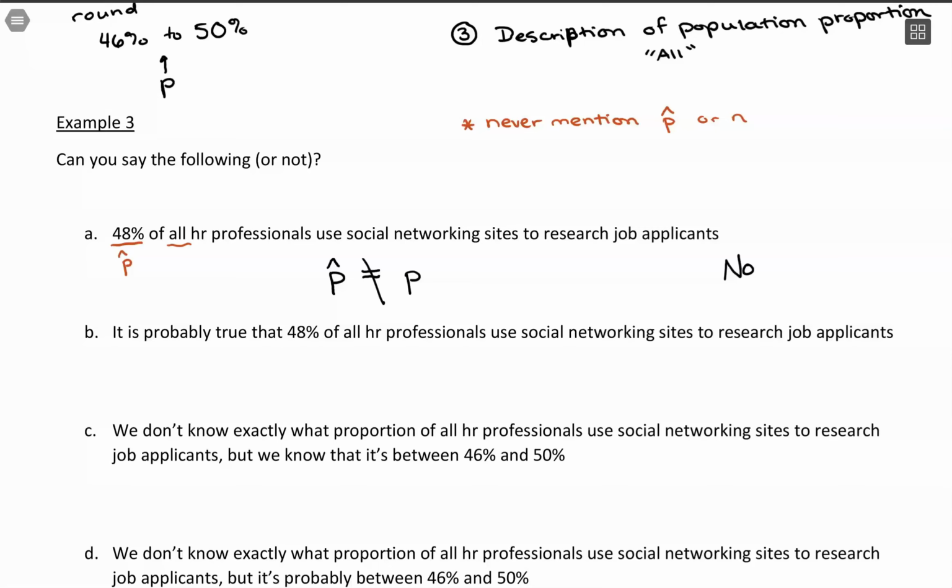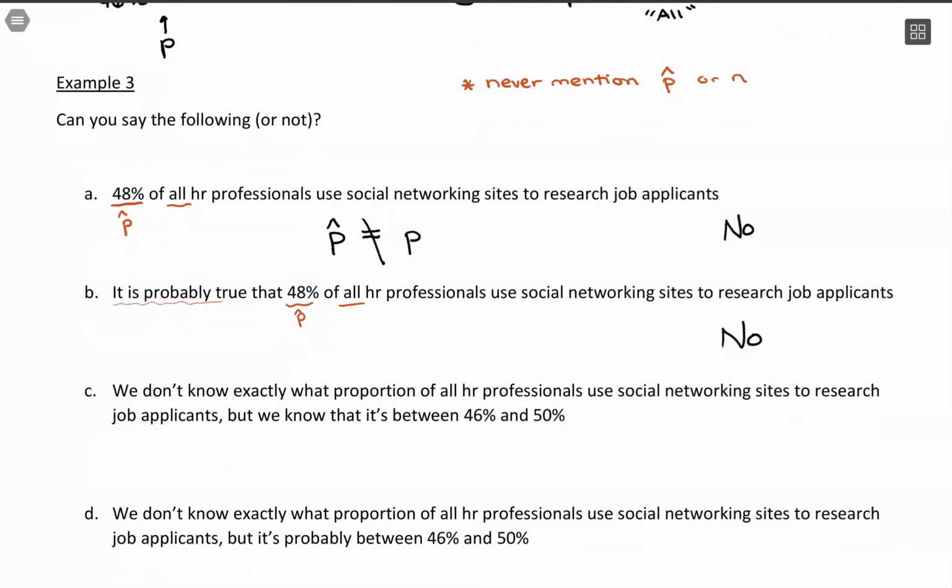This one basically says the same thing. It takes that 48% and relates it to all. The only thing it adds is that it is probably true. So it's trying to get this idea of percent confidence coming through, and this is kind of like over 50% confidence by saying it's probably true. But we still can't just take that 48% and say that it is the population proportion, even if we add looser wording like it might be true, it's probably true.